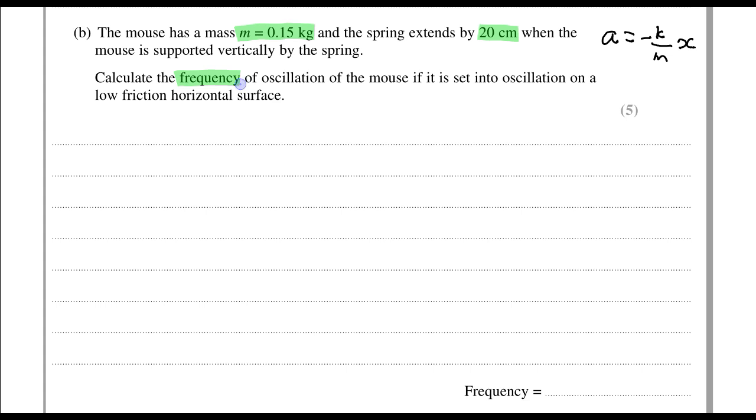Here we need to find the frequency of oscillation, and the information we are given is the mass of the mouse and how much the spring extends when the mouse is supported vertically. So that's giving us the case when you have the spring vertically and the mouse is attached at the end. So say that's the equilibrium position, the extension is 20 centimeters.